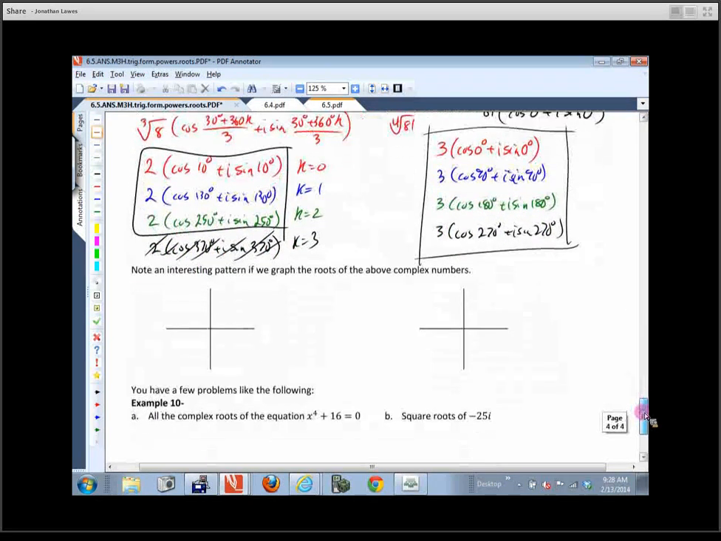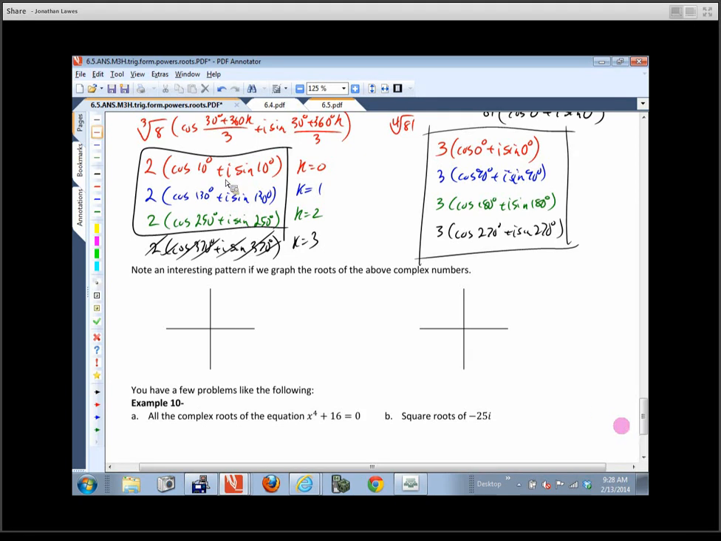Good? Okay, I want to show you something interesting. Okay? So remember I said that one reason why we might want to have a complex plane and graph complex numbers on the complex plane, write complex numbers in trig form, is because you can look at them and you can see some interesting patterns.